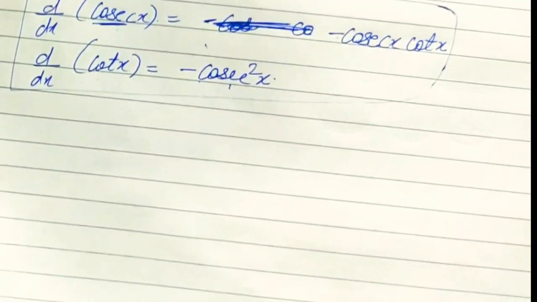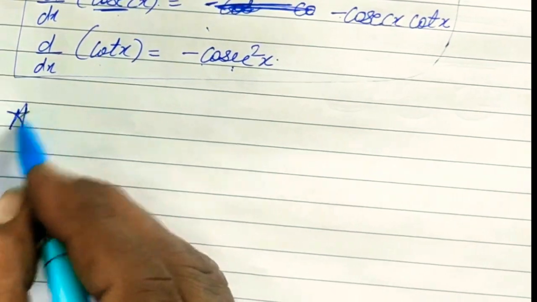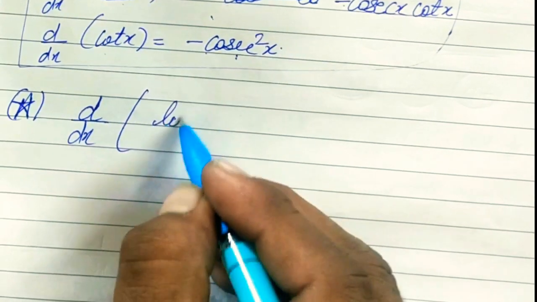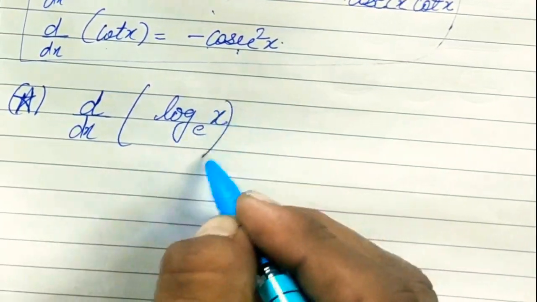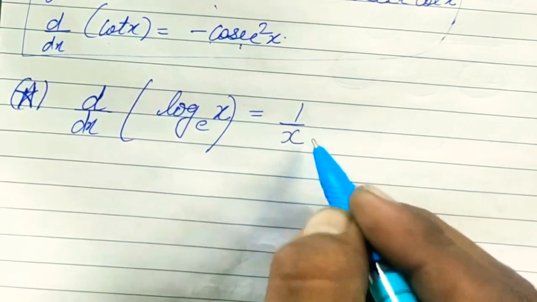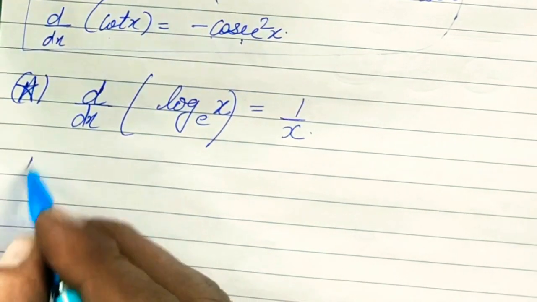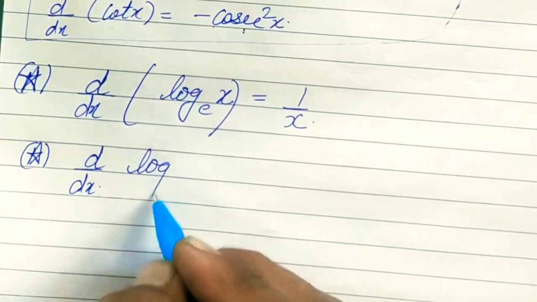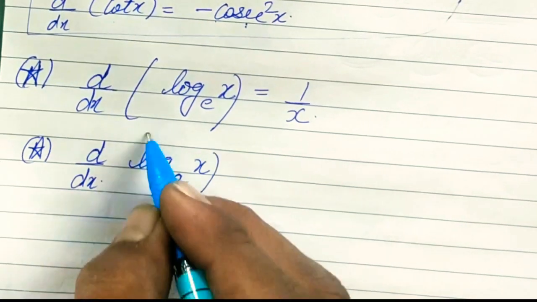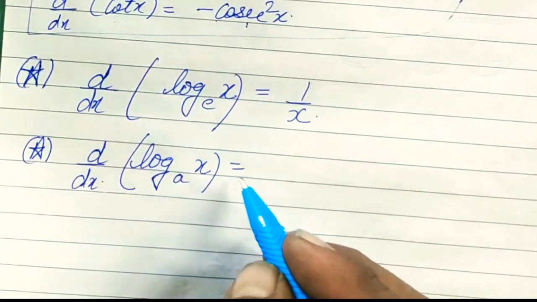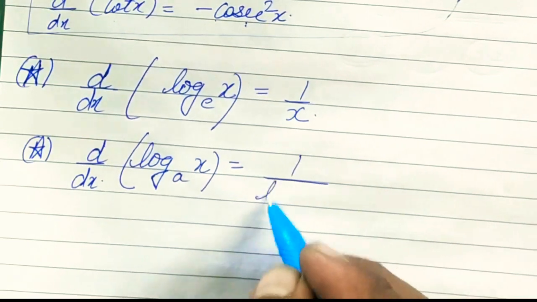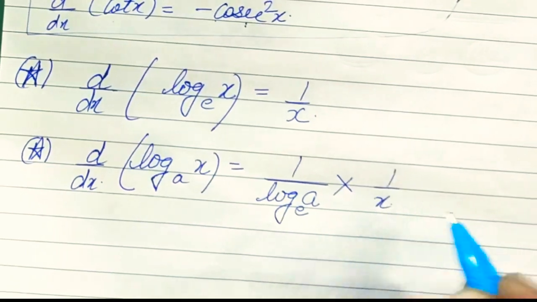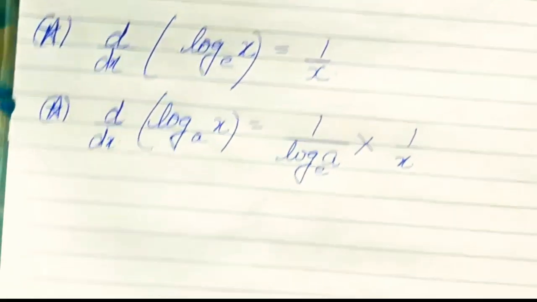Now, what are the other formulas that you have to remember in physics? Let me write them first. First is differentiation of log of x, where the base is e. Its differentiation is 1 upon x. Other formula is, if the base is not e, then what do we have to do? Then the answer will be this. I will prove it later, but you can now just remember it.